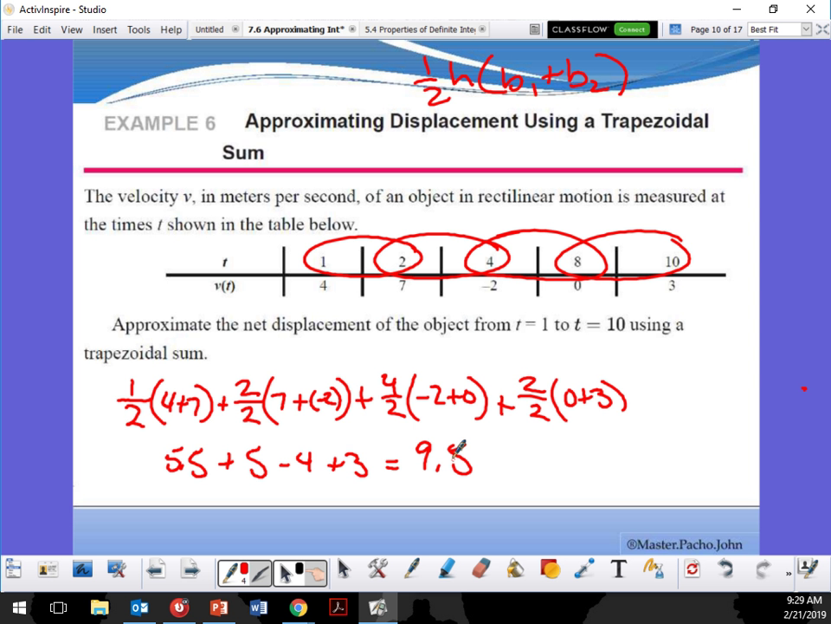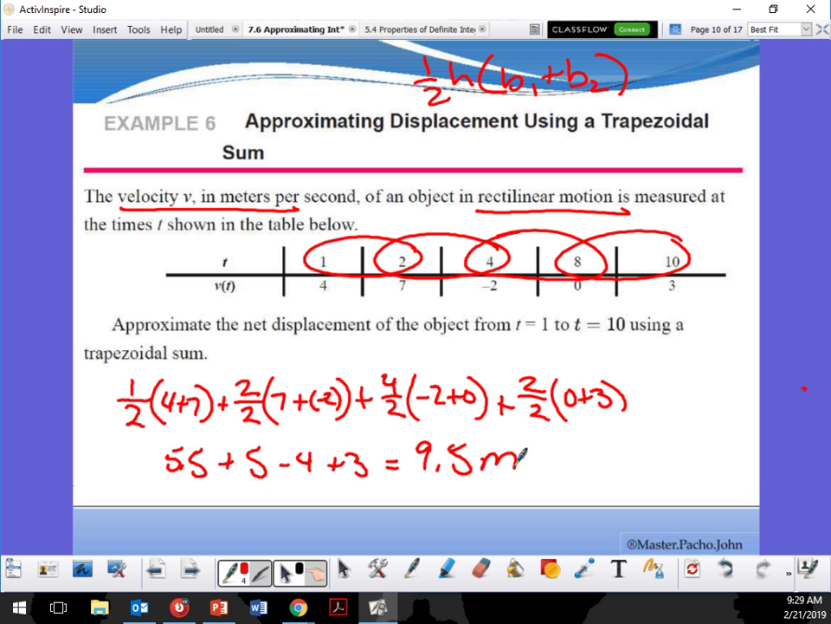So, what are my units? Meters. Okay? Since we're talking about a velocity in meters and it's rectilinear motion, so we're asking how far it went in a direction. The motion is going to be just meters.